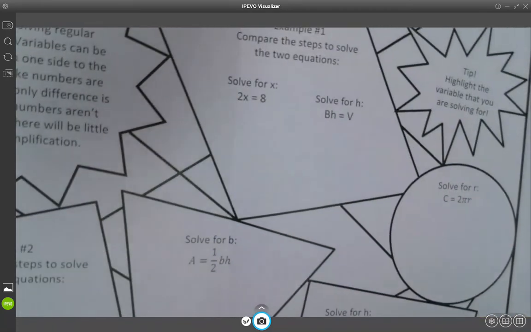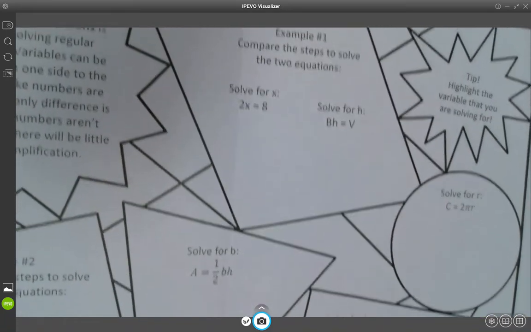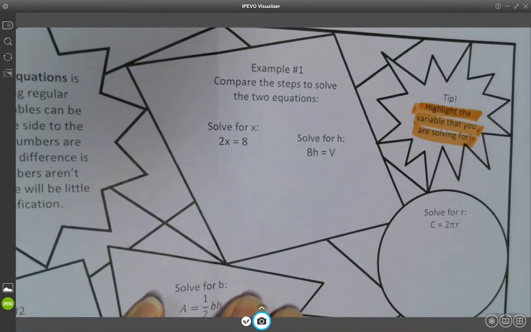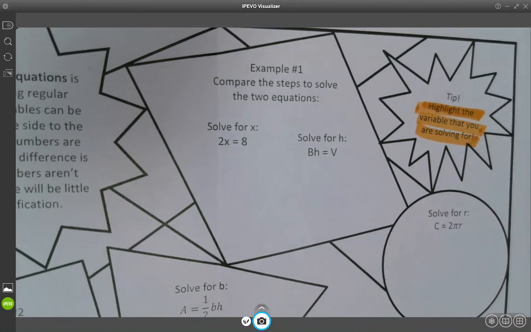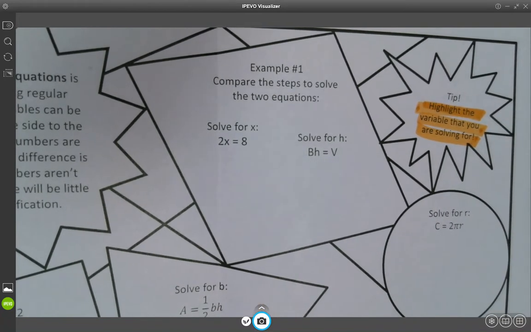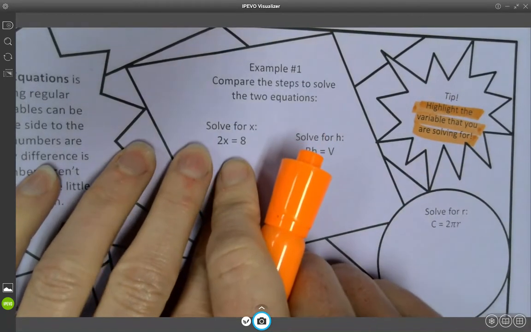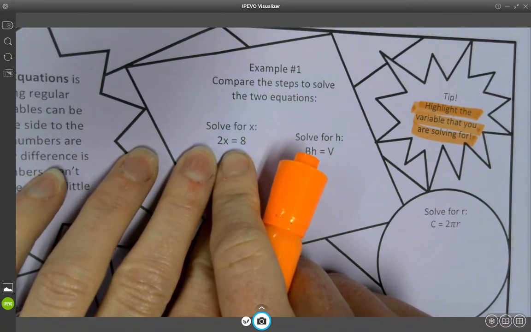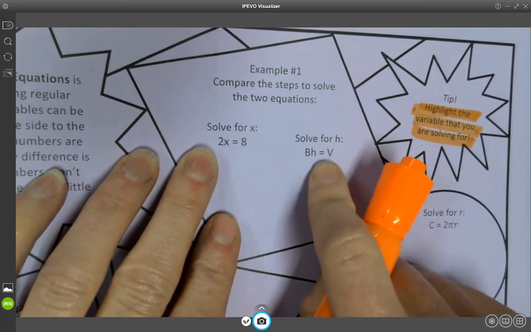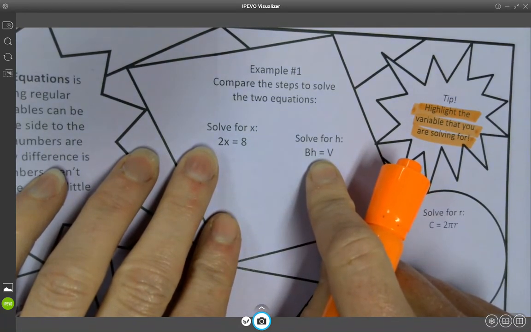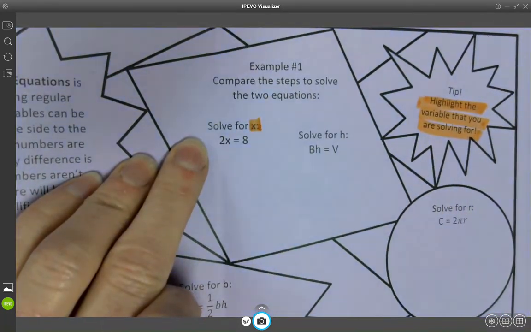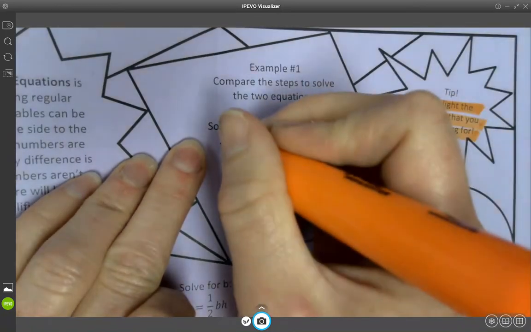We are going to use a highlighter. So look in your buckets and go ahead and get a highlighter out. We are going to highlight the variable you're solving for. We are going to solve an equation that has only one variable so you can see the process. Then we're going to solve another equation that has more than one variable. This says solve for x, so the variable that we're solving for is x. I'm going to highlight x.